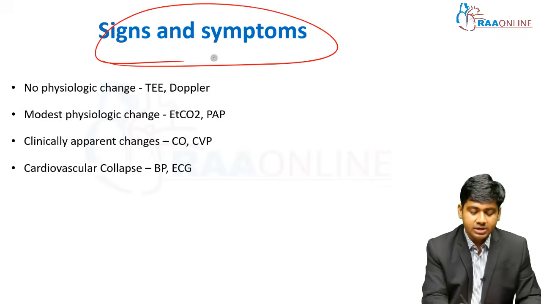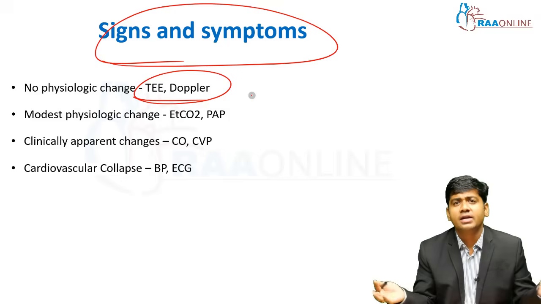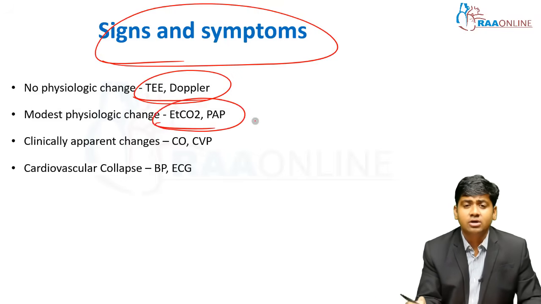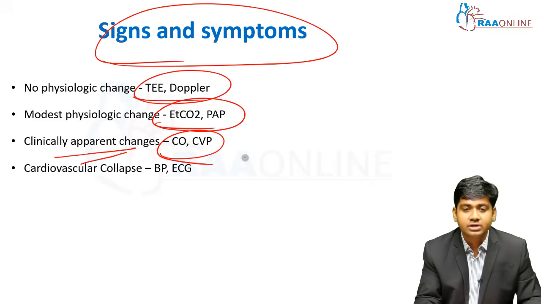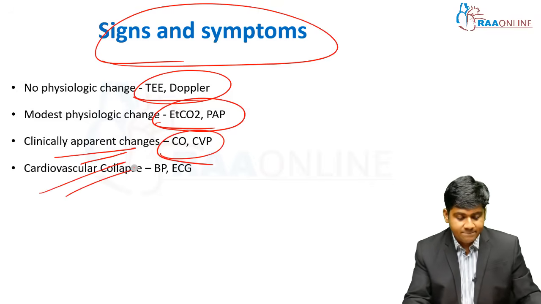Signs and symptoms: no physiological change with TEE and Doppler. So when you detect this embolism through TEE and Doppler, there is hardly any physiological change. Modest physiological change: when we see EtCO2 decrease or pulmonary arterial pressure increase. Clinically apparent changes: cardiac output and CVP will definitely decrease, and cardiovascular collapse occurs after some time.